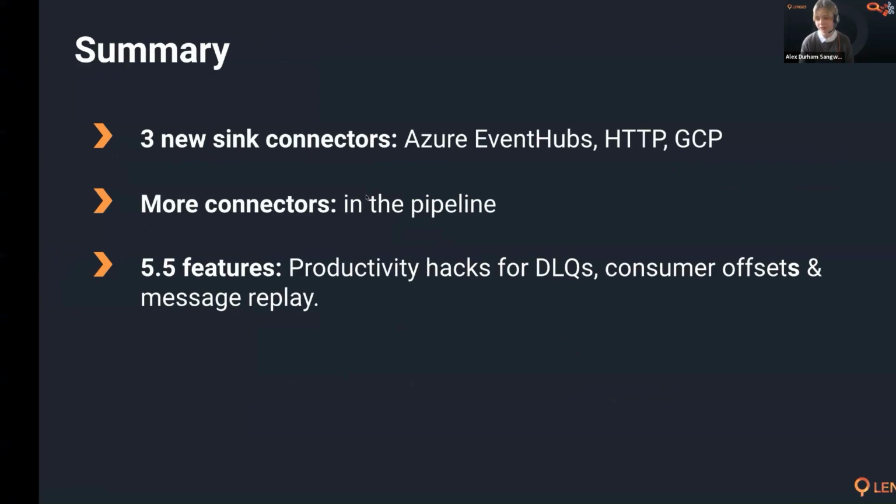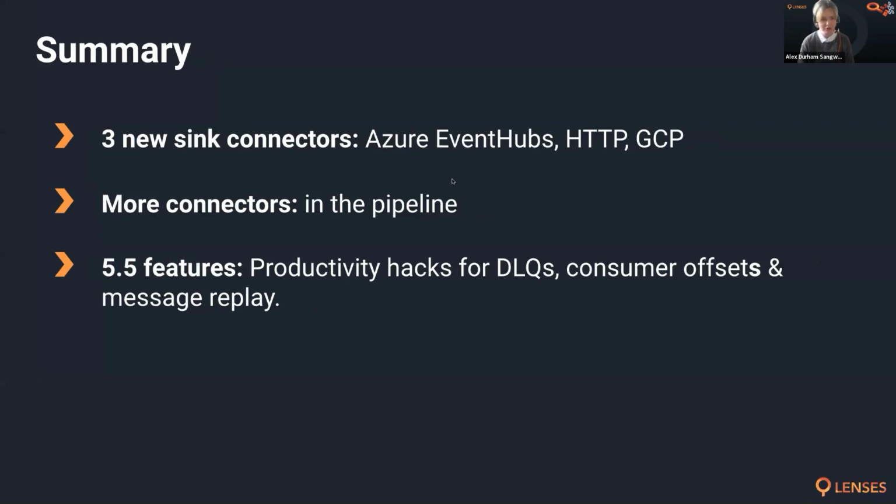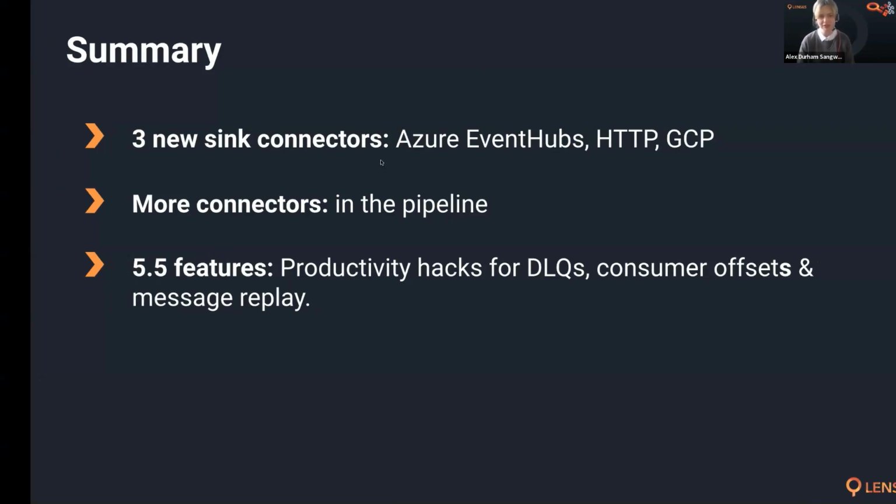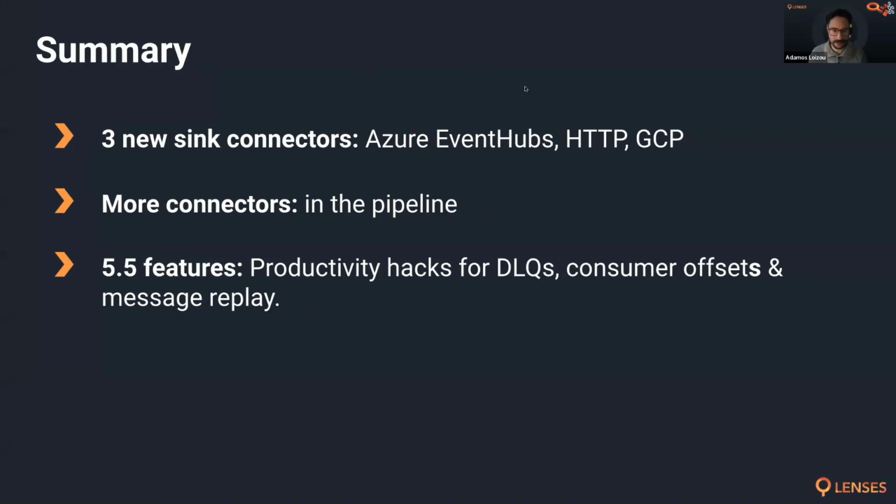So if you have a request or an upvote, I saw a couple of comments in the chat already for requests for Kafka to Kafka for Couchbase. So thanks for that. If anyone else has any more suggestions or connectors you'd like to see, please reach out. Additional 5.5 features as well, productivity hacks to help you supercharge your productivity in Kafka. We saw the replay of messages in a click, how you can organize offsets and also receive alerts on dead letter queues as well. Feature packed.